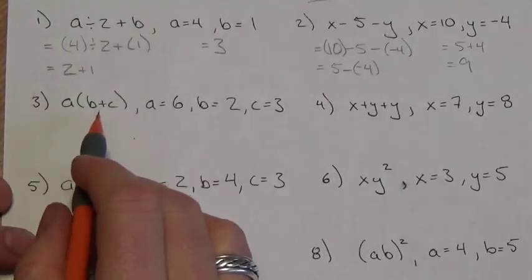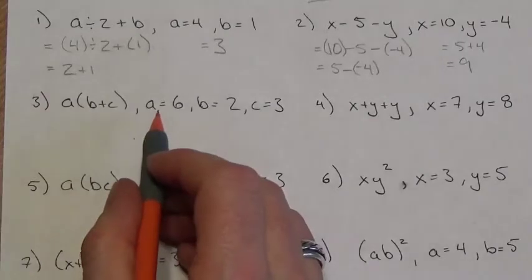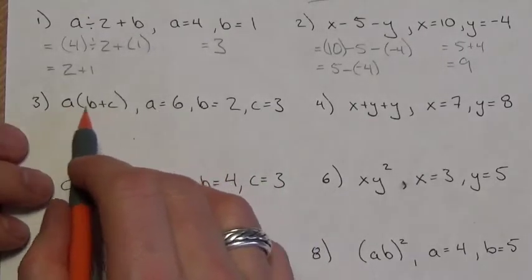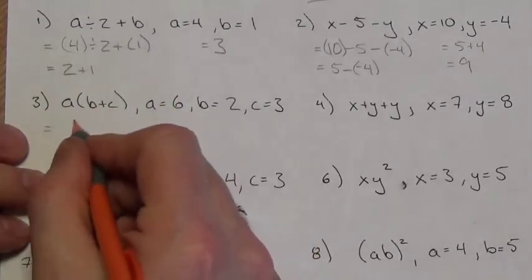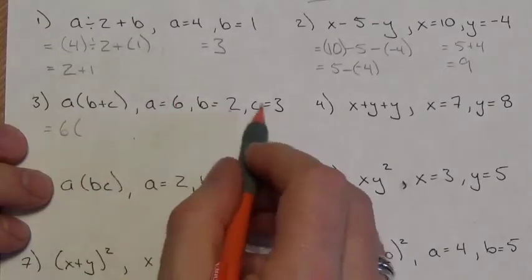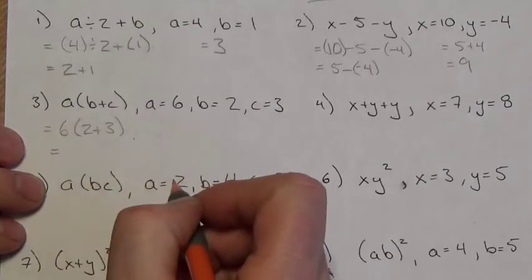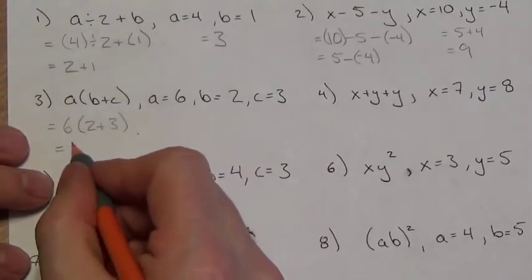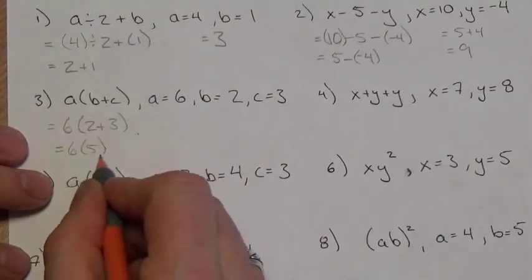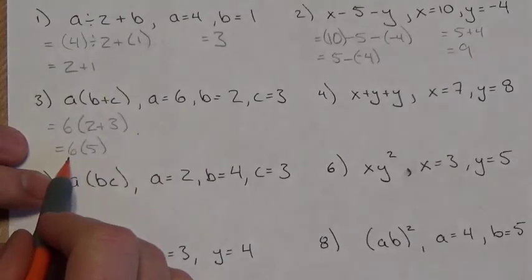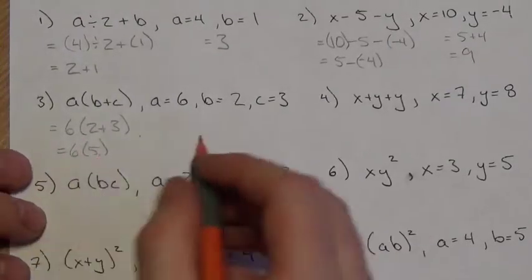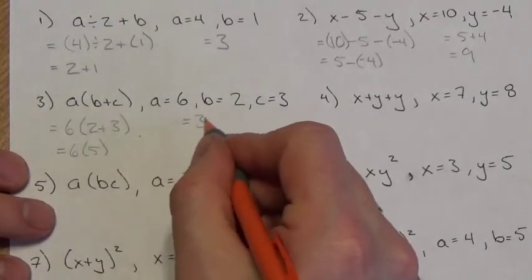a multiplied by b plus c. So the value of a is multiplied by the sum of b plus c. Now, the value of a is 6. The value of b is 2. The value of c is 3. I have to do what's inside the parentheses first. So 2 plus 3 is 5. I'm going to keep it in parentheses because that's going to keep it separate from the 6 and I won't get confused. And then 6 times 5 is 30.